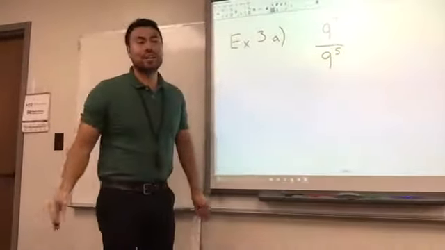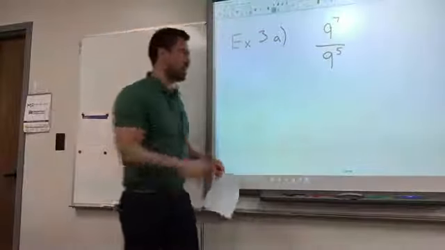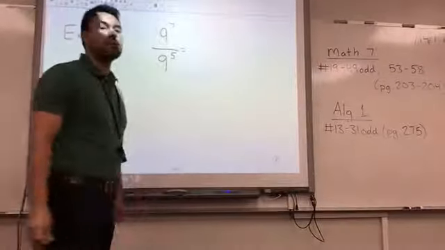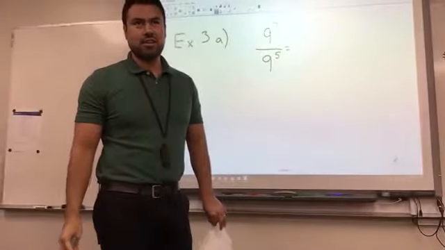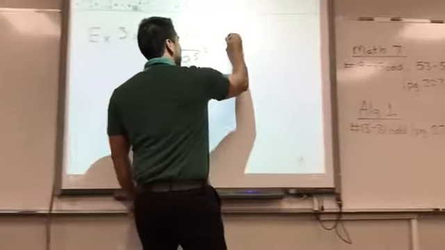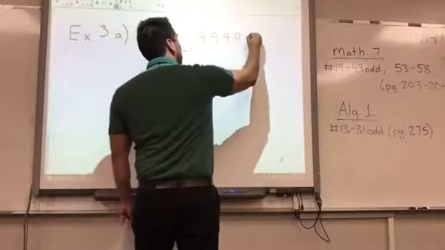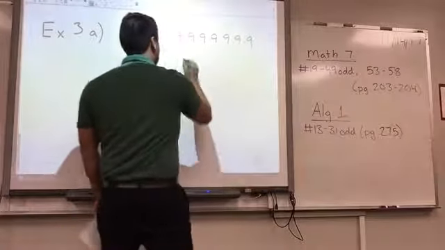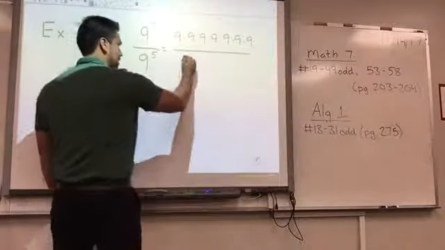Okay, but anyway. Here's the long way of doing it. Can I do the long way? And then you show me the short way. Ready? So do you guys remember this? 9 to the 7th, how would I write that with multiplication? 9 times 9, and so on. 1, 2, 3, 4, 5, 6, 7. All right. And how do I write 9 to the 5th?